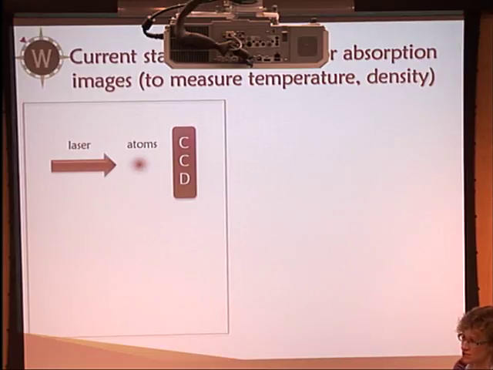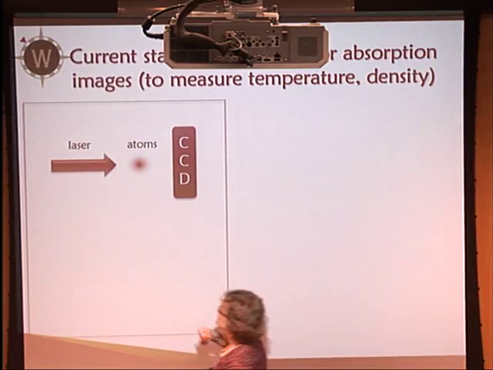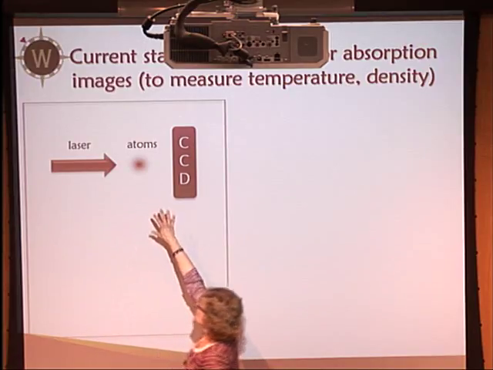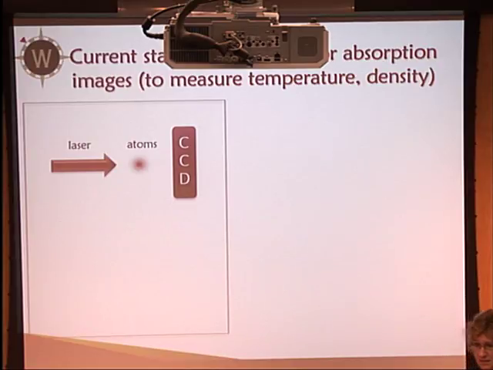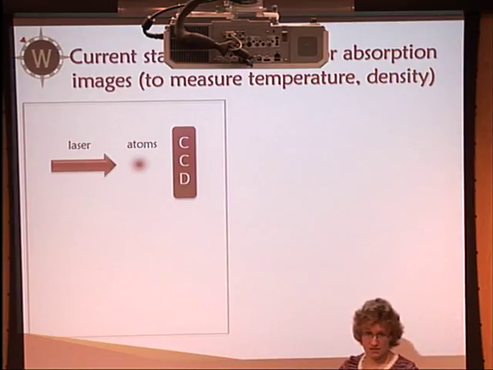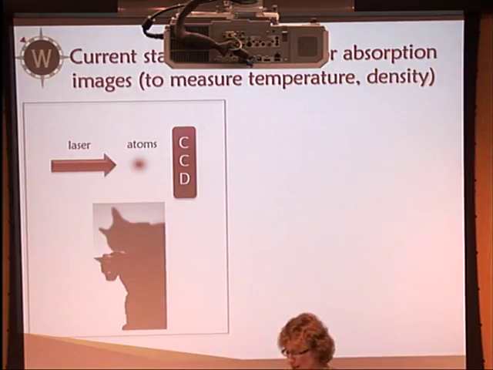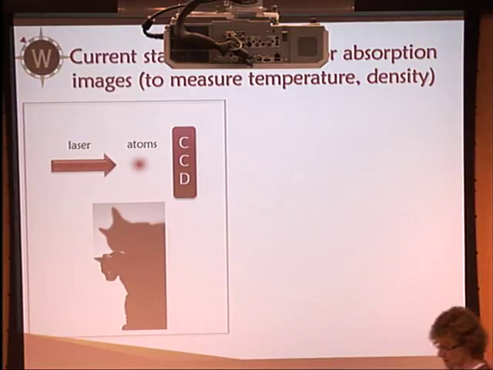So a standard way to measure this is through absorption images. And the setup is shown over here. You take a laser beam, you send it through your atomic sample, and you tune it so that it's in resonance. The atoms can absorb photons out of the laser beam, and then you image the shadow on a CCD camera. By looking at the shape and the size of the shadow, you can conclude something about your atoms. You can measure temperature, and you can measure density.